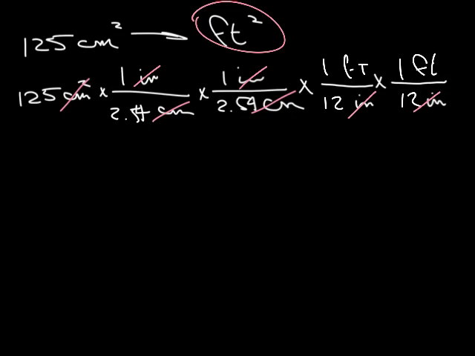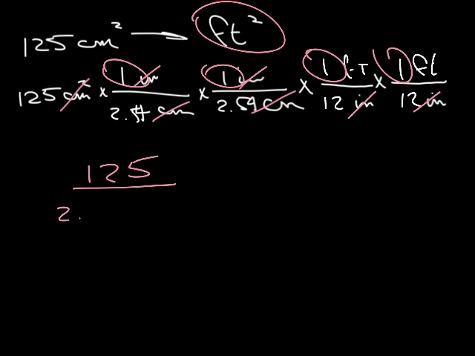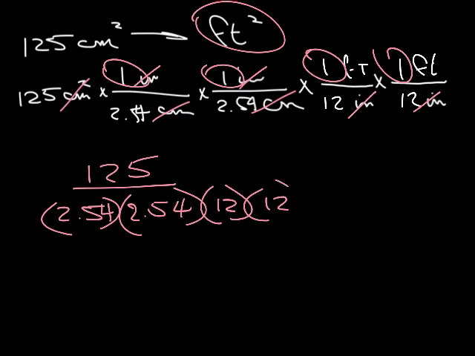And I multiply the top, 12 and then 125, and then that multiplies by 1, by 1, by 1, by 1, so nothing happens. And that's going to be over 2.54 times 2.54 times 12 times 12. And that's going to be our answer there, in feet squared. Okay, that's it for lesson number 10.